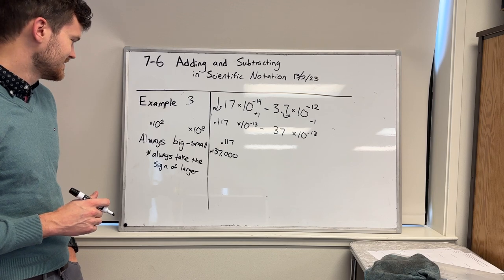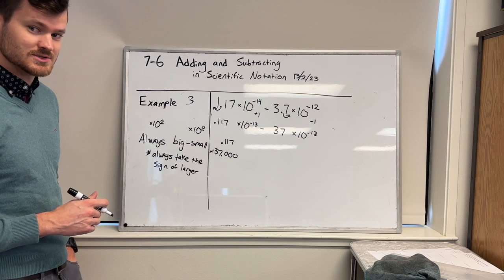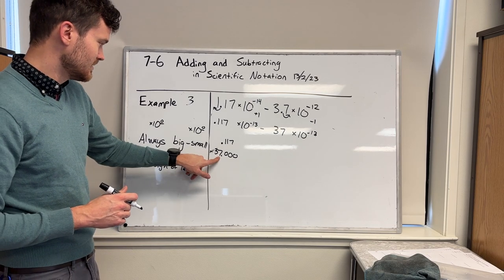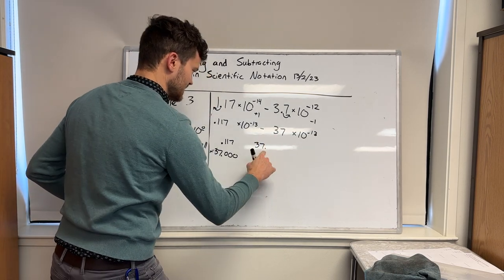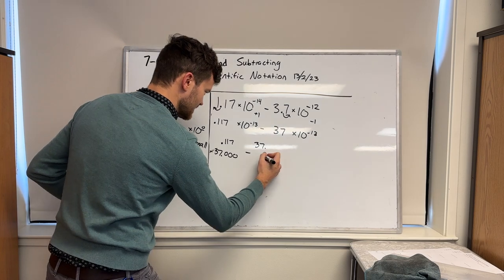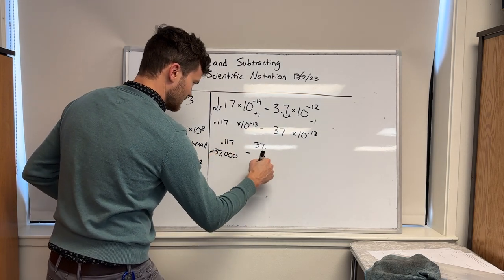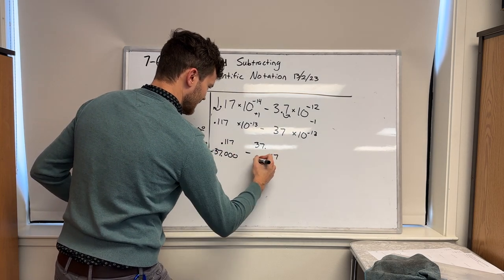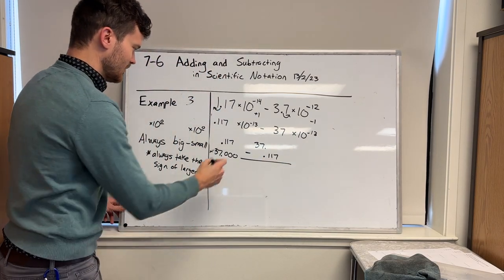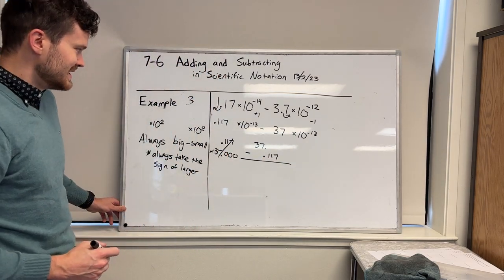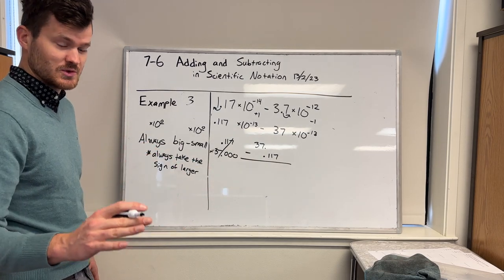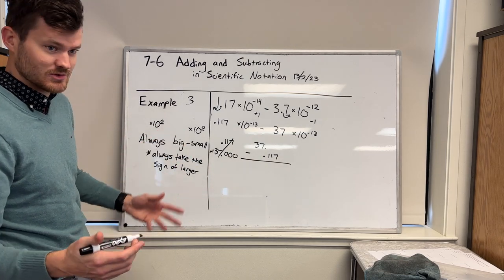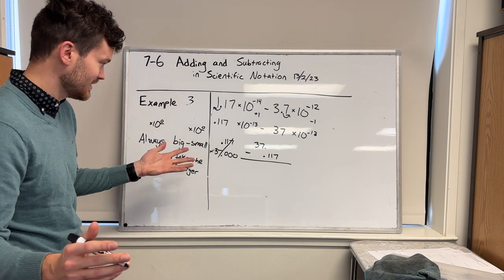All right, so let's do it. Bigger minus smaller. I'm doing 37 with a decimal place right there, minus, decimal place goes right here, 0.117. There's my new problem. That one wasn't gonna work so well. Notice I lined up my decimal. You will need to line up your decimal at all times when you add and subtract scientific notation decimal numbers for the rest of your life.